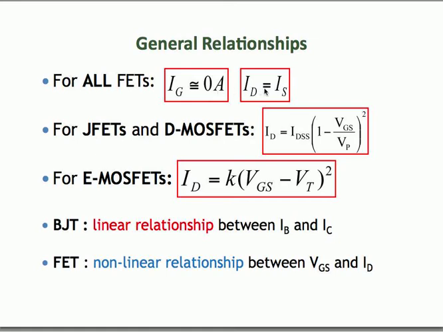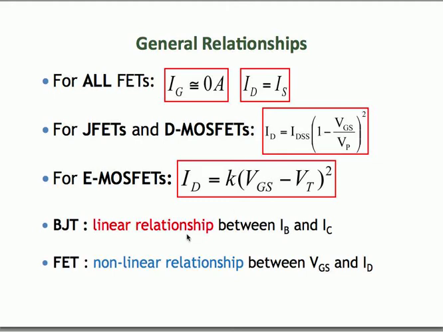And we also know that the drain current is equal to the source current for all FETs. Next, for JFETs and DMOSFETs, the drain current is governed by the Shockley equation. The drain current is a function of IDSS, which is the drain saturation current, the applied gate voltage, and also the pinch-off voltage. For eMOSFETs, the drain current is a function of the applied gate voltage and the threshold voltage, and it is given by this equation, not by the Shockley equation.